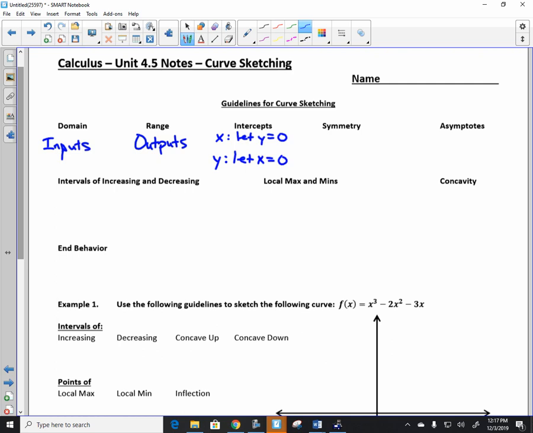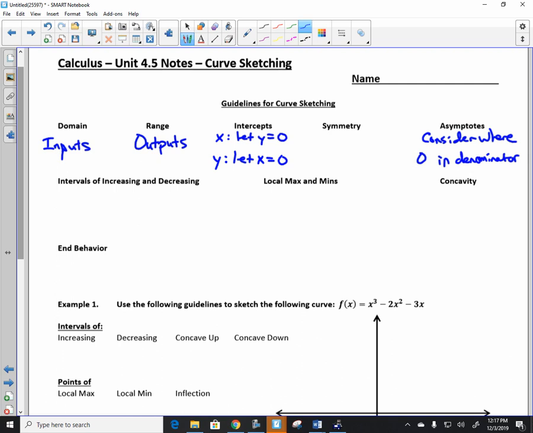Sometimes different functions have symmetry. We won't worry about testing for symmetry. Sometimes functions have what we call asymptotes. That often happens when you get 0 in the denominator.